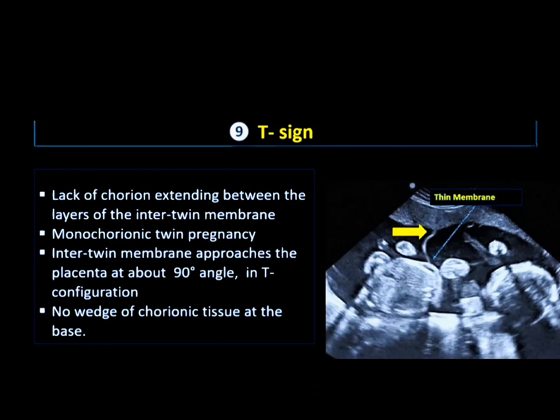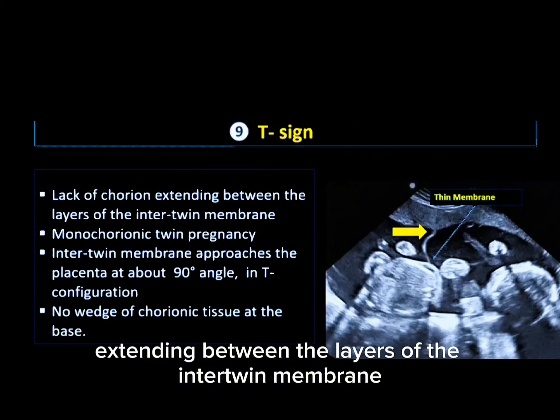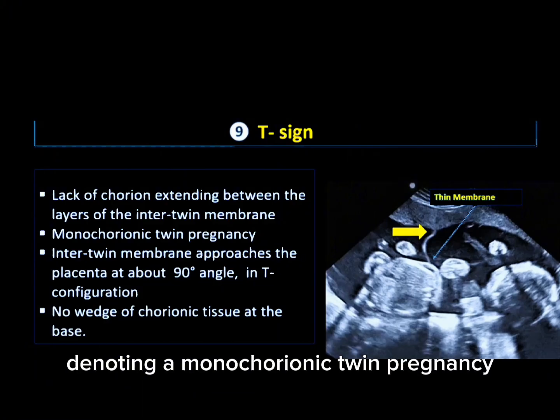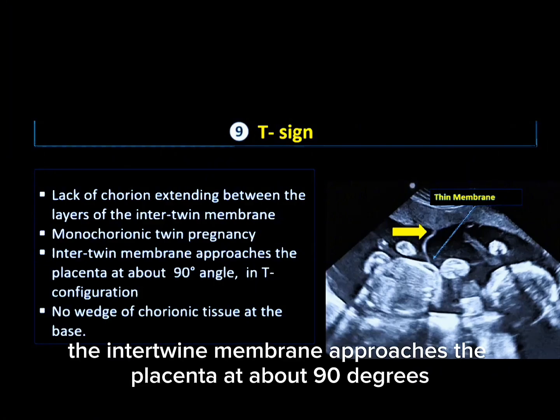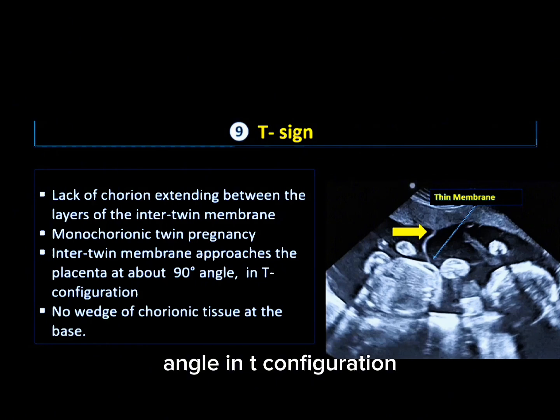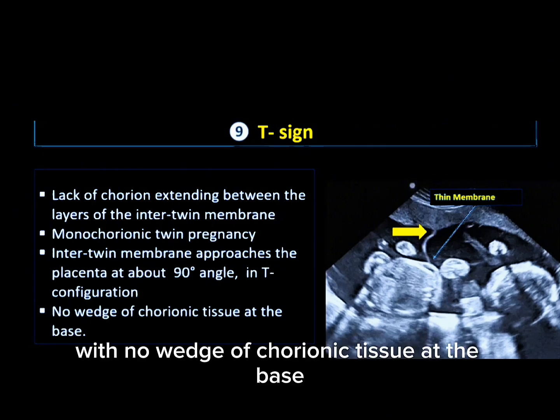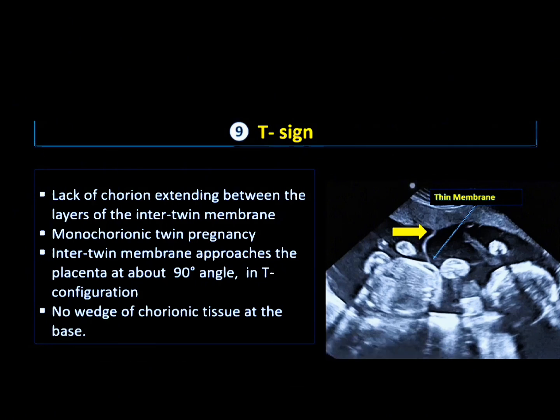T sign. It refers to the lack of chorion extending between the layers of the intertwin membrane, denoting a monochorionic twin pregnancy. The intertwin membrane approaches the placenta at about a 90 degree angle, in a T configuration, with no wedge of chorionic tissue at the base.